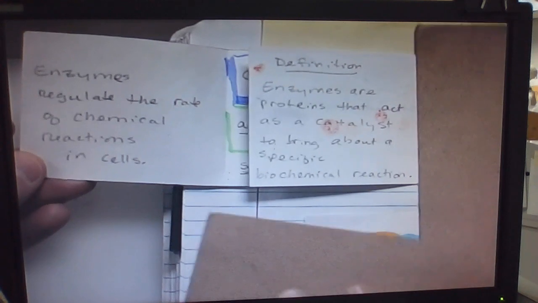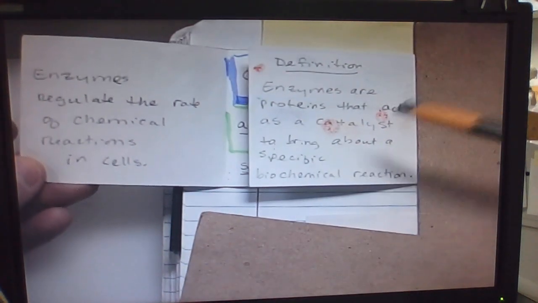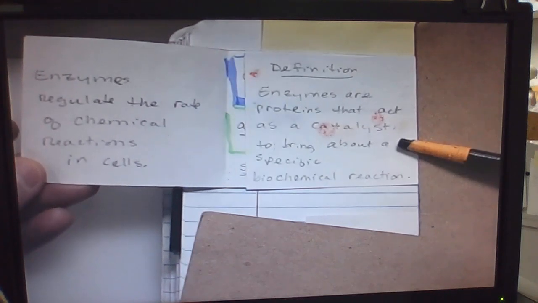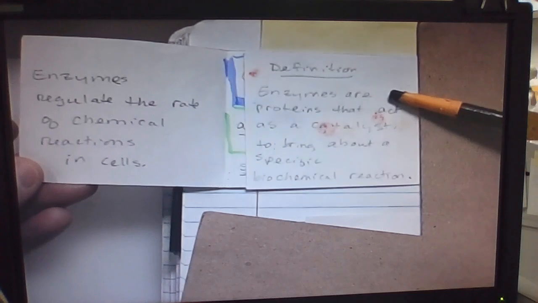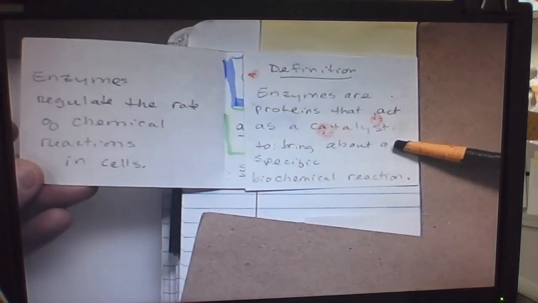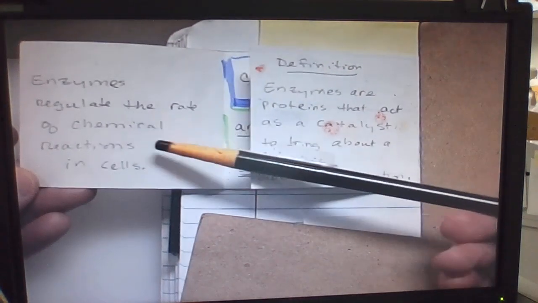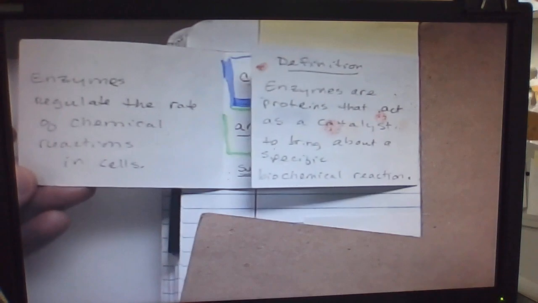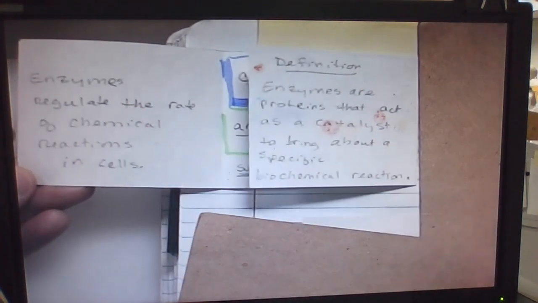Enzymes are proteins that act as a catalyst to bring about a specific biochemical reaction. So enzymes can regulate the rate of chemical reactions in cells.